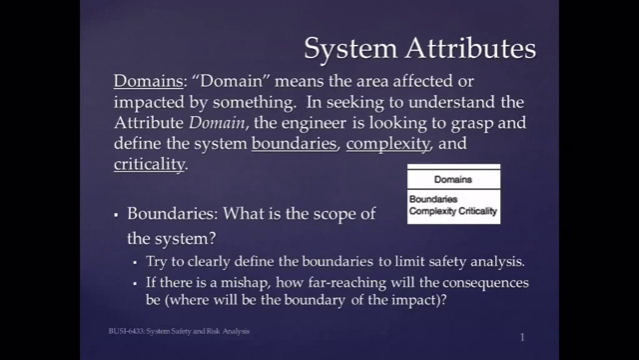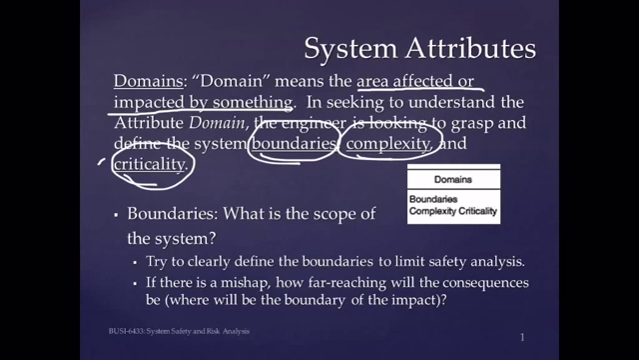So the system attribute domain is the area impacted or affected by something. In system safety, this attribute is crucial so that the system is adequately limited in size and scope so the analysis does not inadvertently become overly cumbersome. It sets up boundaries, complexity, and criticality to limit the safety analysis.